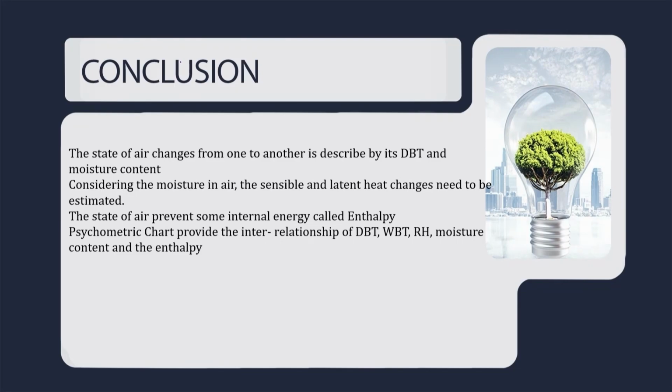So, what we conclude in this particular lecture is that the state of air is always described by the moisture content and DBT, particularly DBT and the RH. We can consider the sensible and latent heat for any such changes, because those changes are reflected by the enthalpy. The state of energy of a particular air at a particular time, with some DBT and some volumetric moisture content, gives the enthalpy. The psychometric chart provides the interrelationship of the DBT, WBT, RH, moisture content, and enthalpy, and by virtue of that we can find out how much energy is required from one state of the air to another.